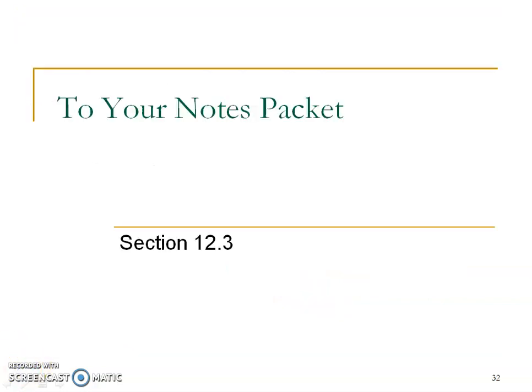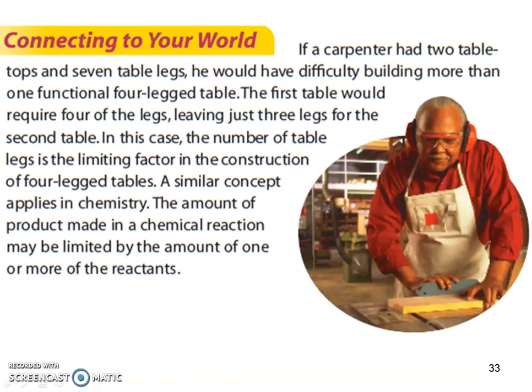So to your notes packet: if a carpenter had 2 tabletops and 7 table legs, he would have difficulty building more than one functional 4-legged table. The first table would require 4 of the legs, leaving just 3 legs for the second table. In this case, the number of table legs is the limiting factor in the construction of 4-legged tables. A similar concept applies in chemistry. The amount of product made in a chemical reaction may be limited by the amount of one or more of the reactants.